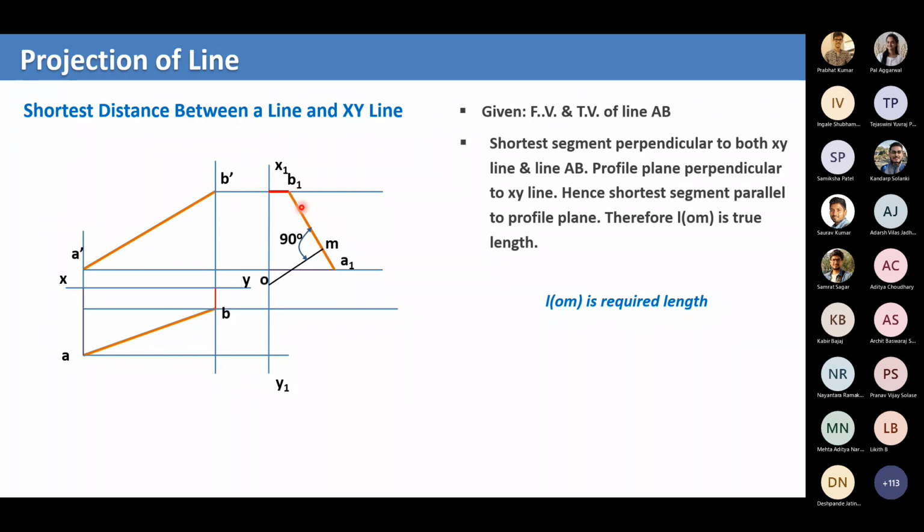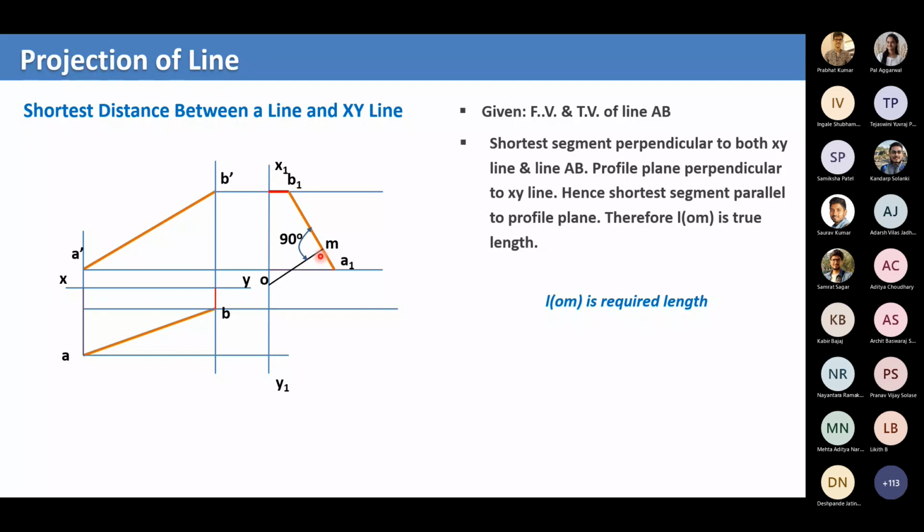So what is this? This is nothing but the left side view, isn't it? Since you are watching from the left side, you project this XY as point O. When you watch the line from the left side, you get the left side view A1 B1. Now this is the shortest distance you get.